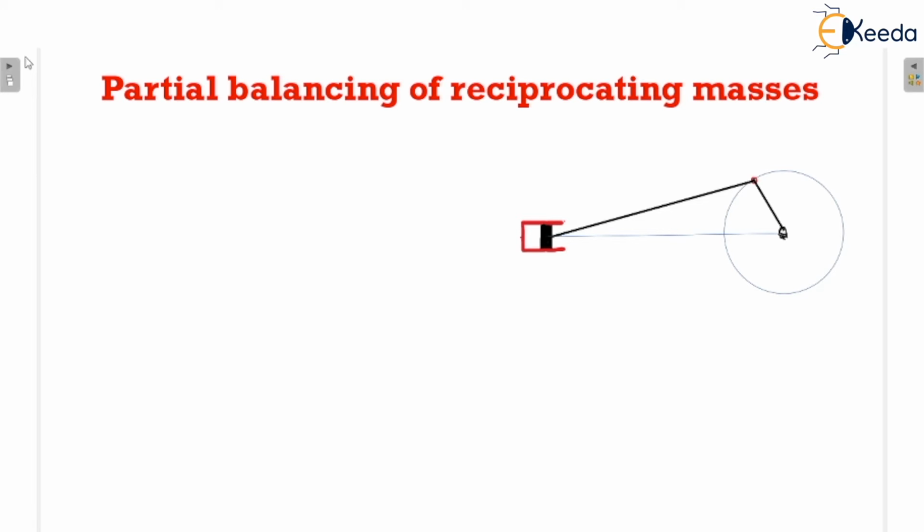Let us first understand the diagram again, then we will do the calculations for partial balancing, and then we will see the result of the partial balancing. So there is an angle theta. We know that this is the measured angle theta of rotation of the crank from the inner dead center or the top dead center. You can see this is the line of stroke also.